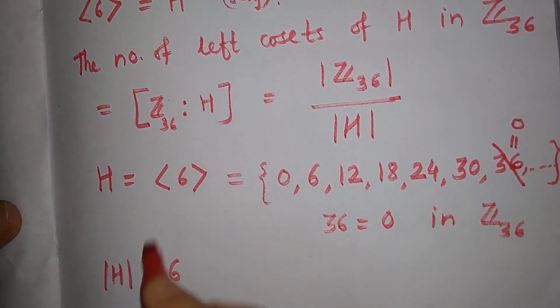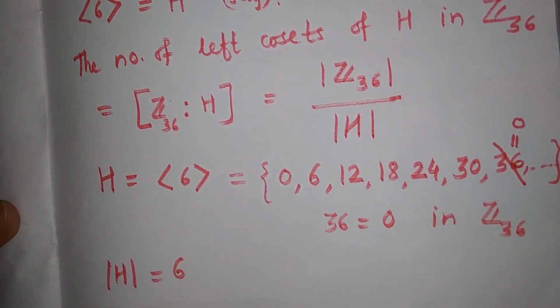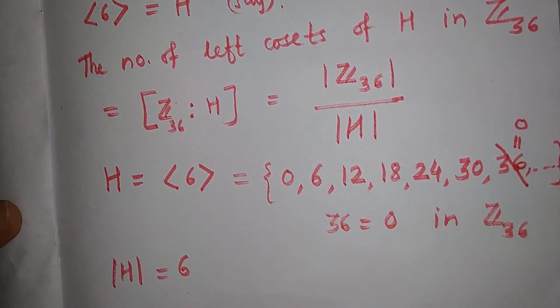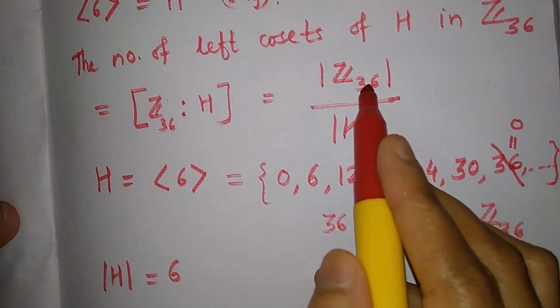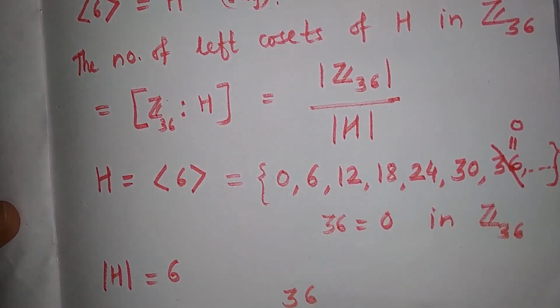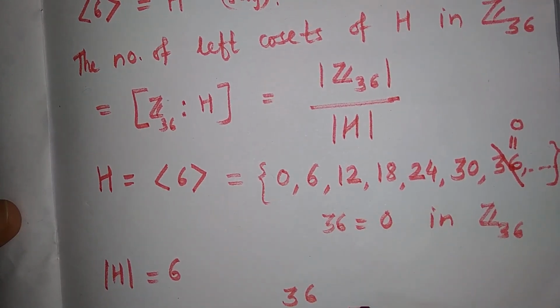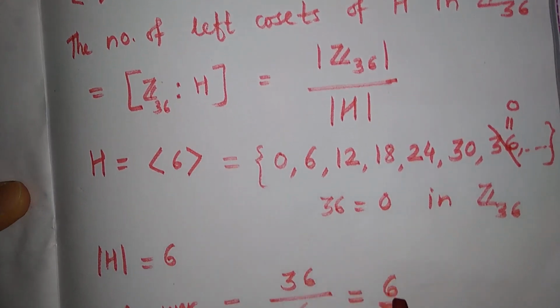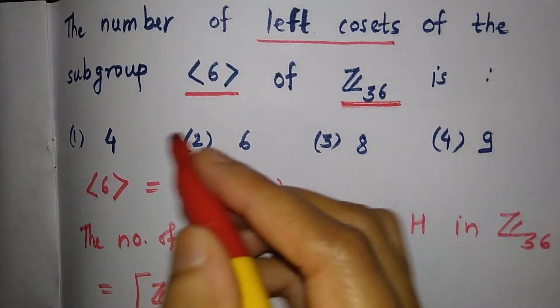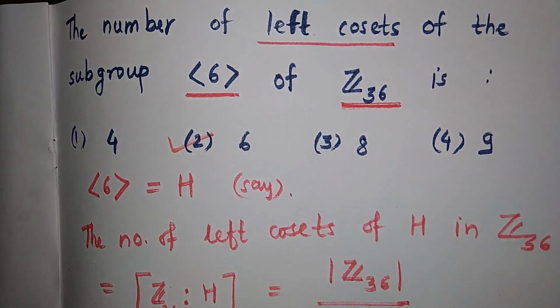So what is the answer? It is just, you write down the order of Z36, which is just 36, divide by the order of H, which is 6. So the answer is 6. So the second option is the correct option.